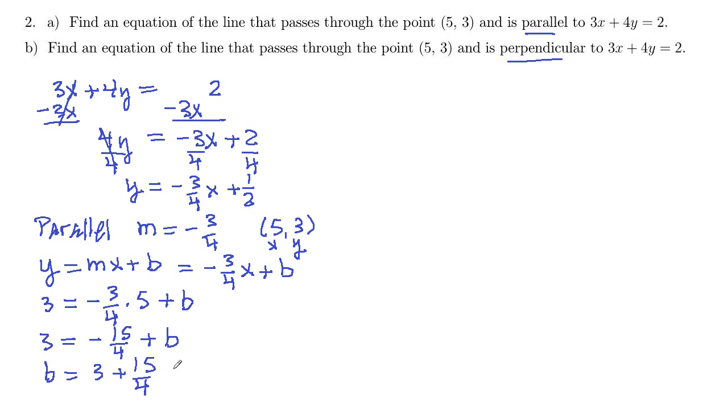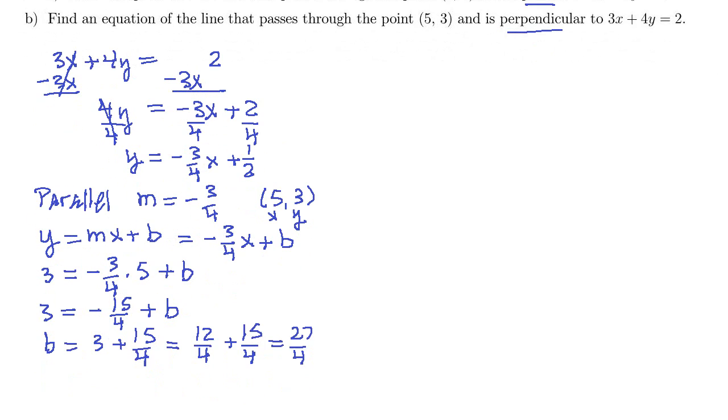And then we can get an LCD between these, or you can do it on the calculator. Either way, it'll be fine. So multiply top and bottom by 4. So 3 is the same as 12/4 plus 15/4. And that's 27/4. So then we can plug that in here, and we will have our desired equation. So y is going to be equal to negative 3/4 x plus 27/4.